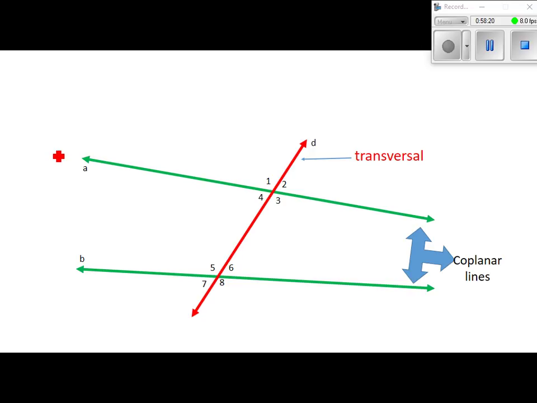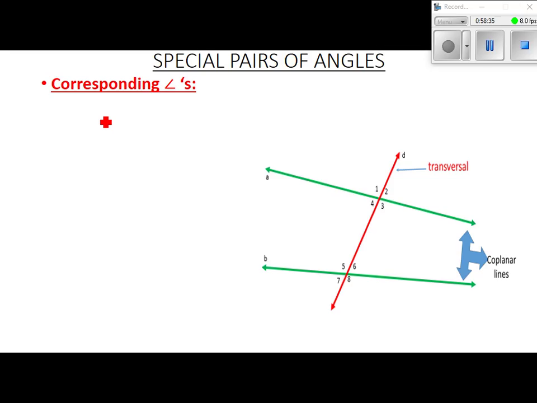All right? 1 and 8, they're a special pair of angles, and we're going to learn what they're called, and they mean something to each other. All right? 4 and 6, same thing. On this next slide, if I ever get to it.